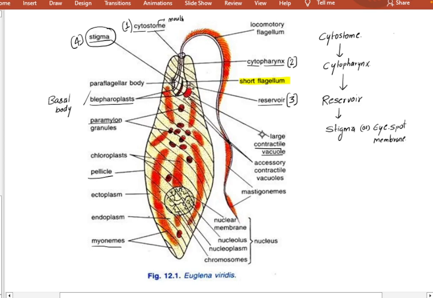The contractile vacuole is also there, which you studied in the cell biology chapter. So thereby we are ending with the Euglena structure.